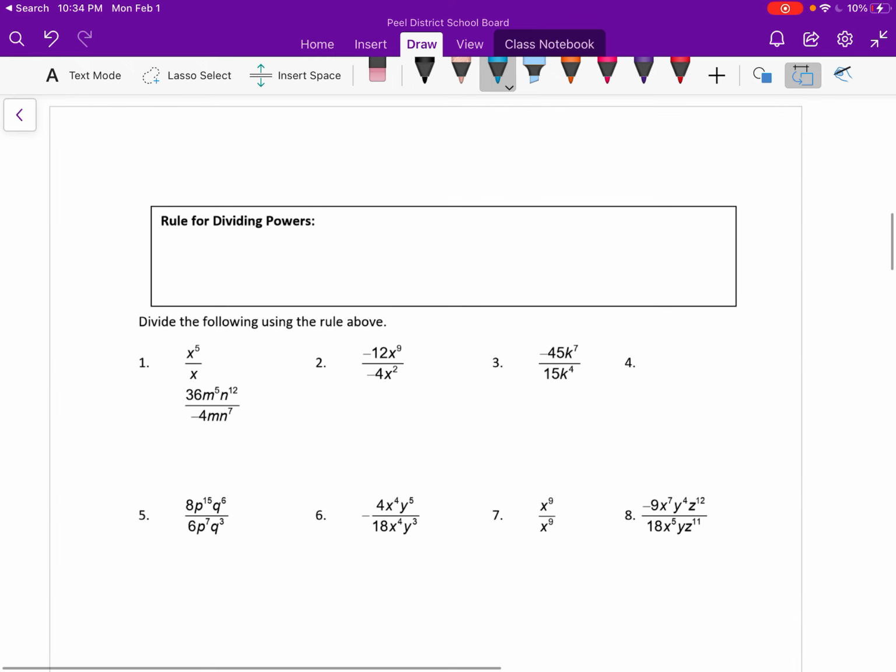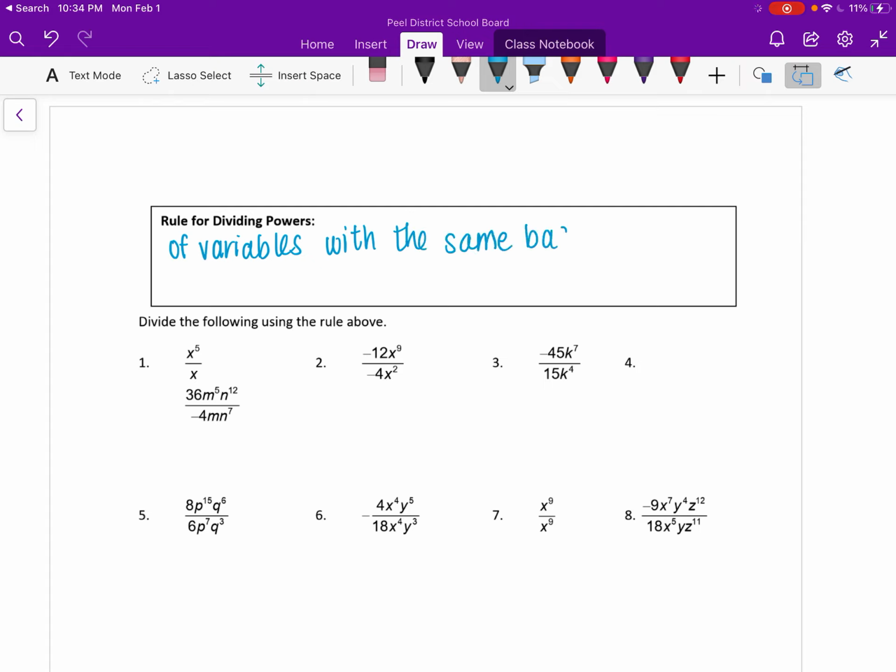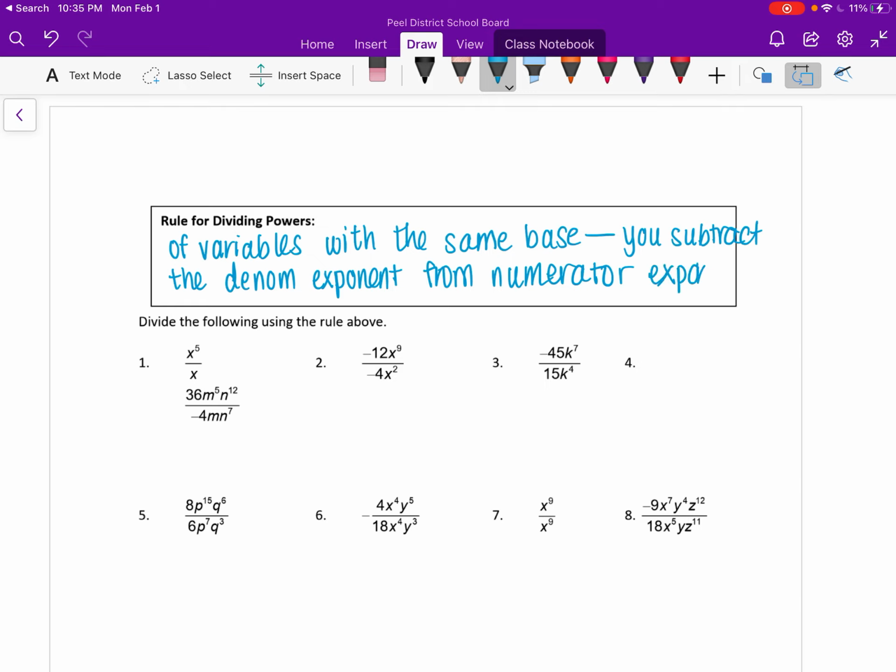Okay. So now the rule when you're dividing powers is such that when dividing powers of variables with the same base, you subtract the denominator's exponent from the numerator's exponent. Okay.